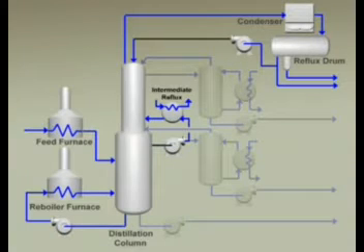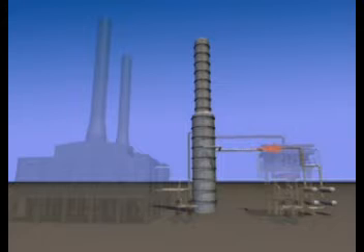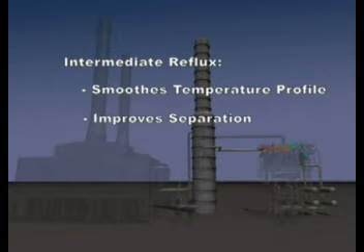An intermediate reflux or pump-around system is added to further increase the efficiency of the distillation process. Hot liquid is withdrawn from the column and allowed to cool via a system of heat exchangers, after which it is pumped back into the column. Like the reflux pump-around in the overhead section, the intermediate reflux cools the upflowing vapors as the cooler liquid flows down. This smooths the overall temperature profile and therefore improves the separation of materials.